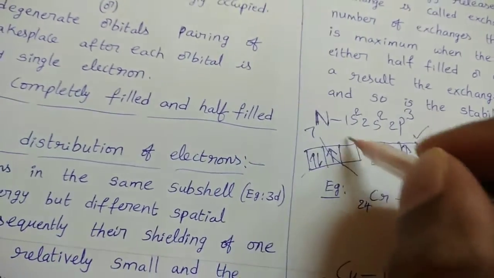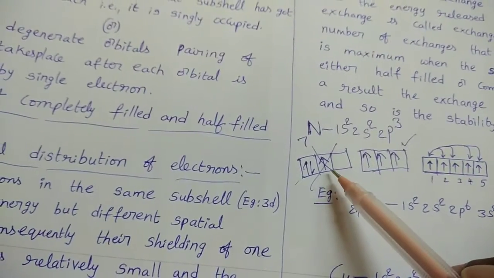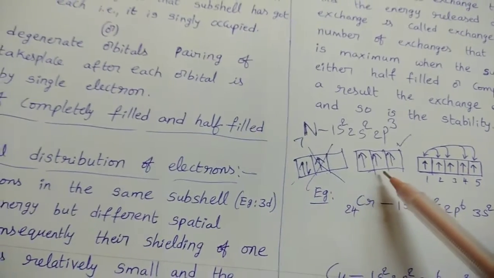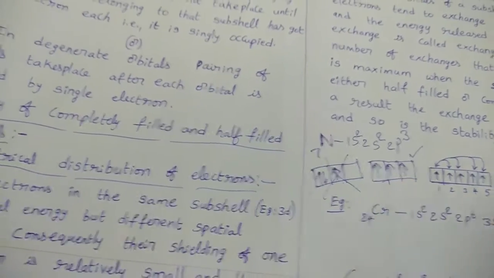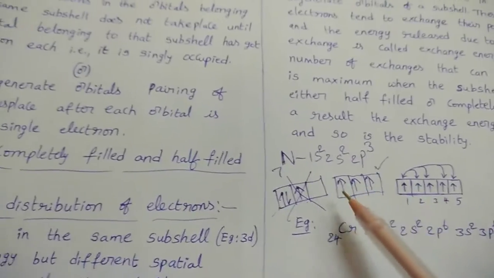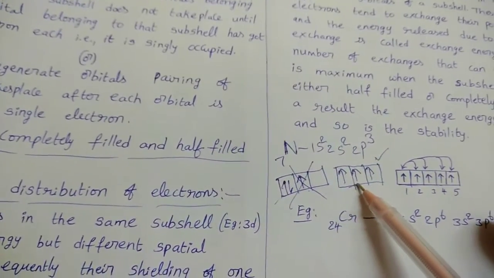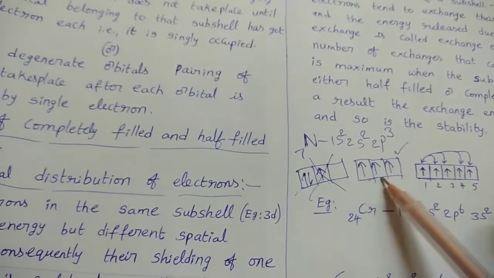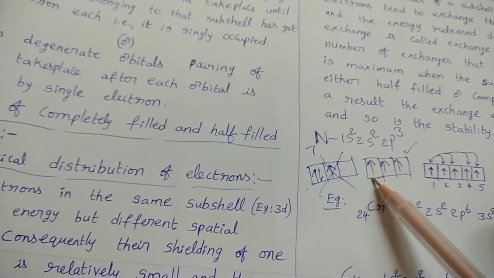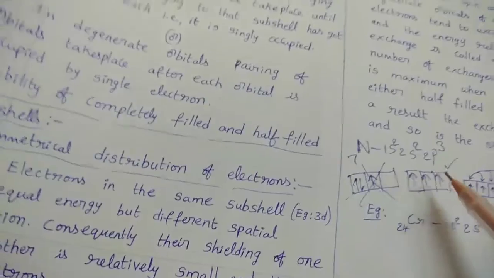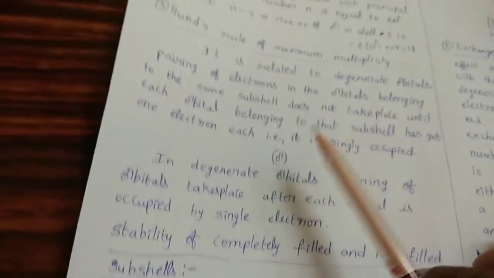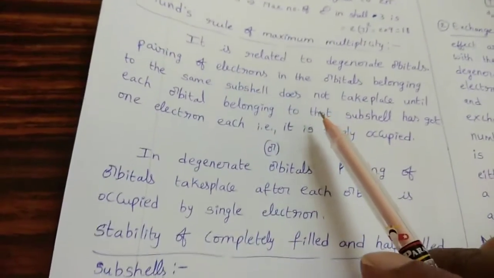See, this is wrong. This type of arrangement is not possible. Only this type of arrangement is possible. That is Hund's maximum multiplicity. So these are degenerate orbitals. In this type of degenerate orbitals, each orbital is first occupied by a single electron and then pairing takes place. That is how Hund's rule of maximum multiplicity works.